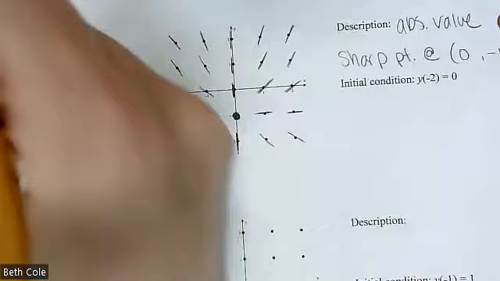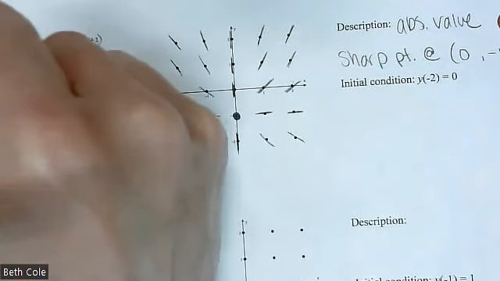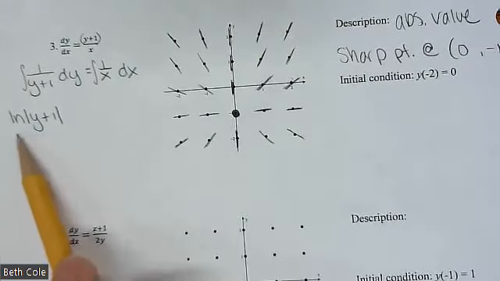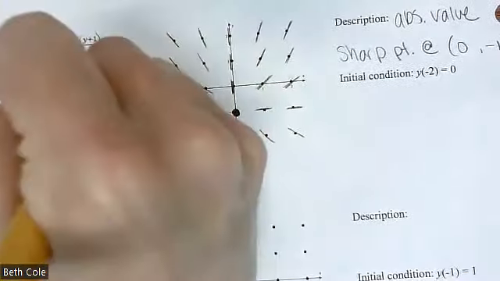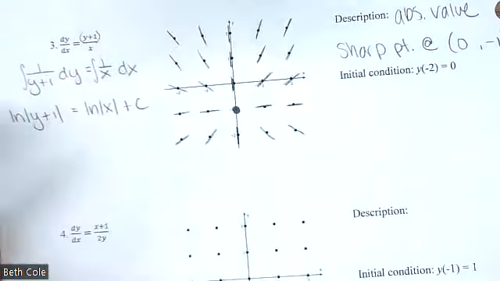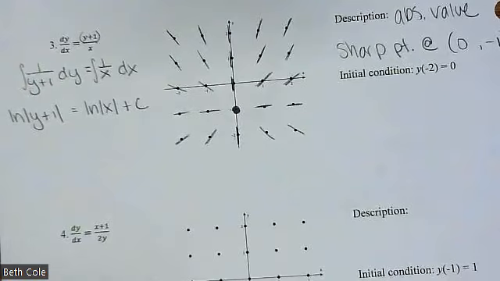So on this side, you're going to get ln of y plus 1. We didn't need a u substitution because the derivative of y plus 1 would just be 1. If it was a 2y, you would need to adjust with 1/2. You would just put that out front here. All right, equals, and then on the other side, ln of x plus c.